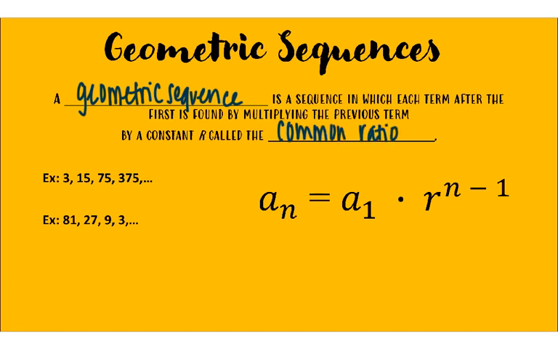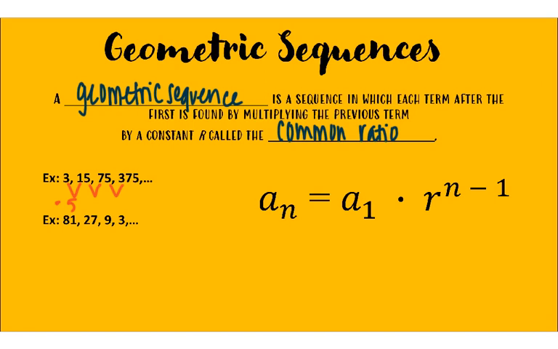So geometric sequences are all about multiplying to get to your next number in the pattern or sequence. We have two examples here. In this first example, to get from 3 to 15 to 75 to 375, each time we're multiplying by 5. So our common ratio in this example is 5. For geometric sequences, you have to multiply by the exact same number each time, or it is not a geometric sequence. So the ratio has to be the same.